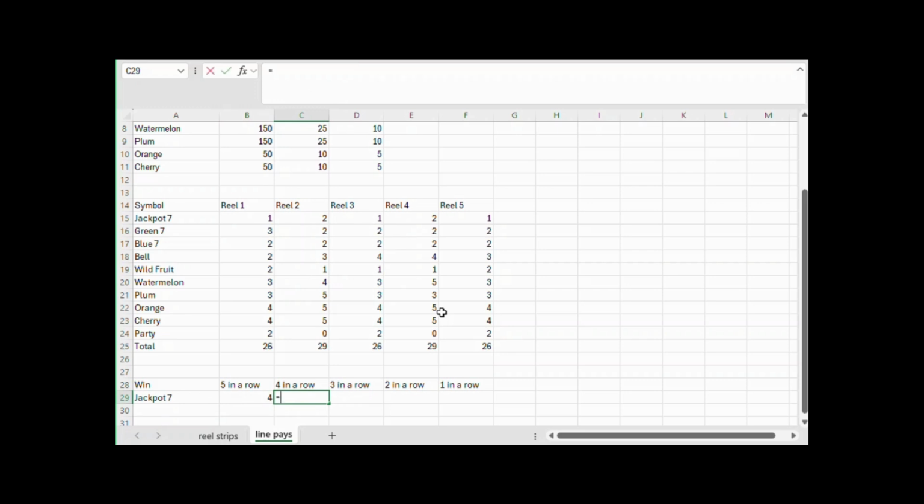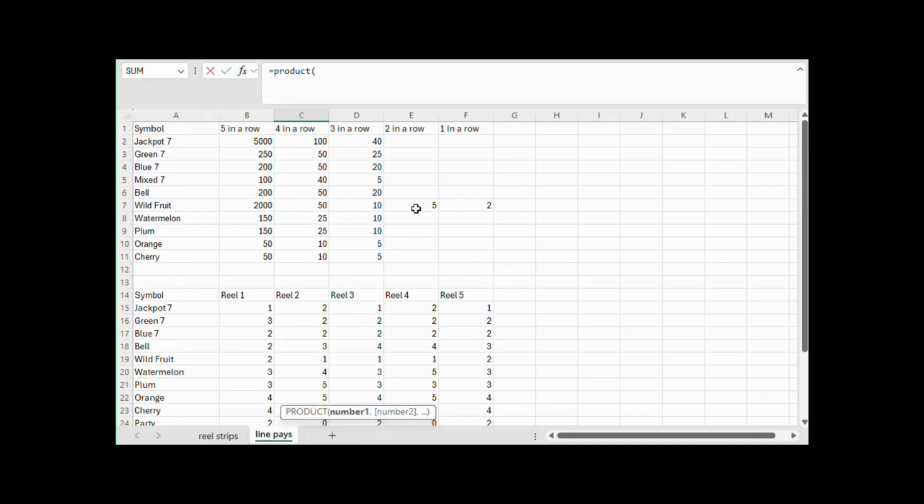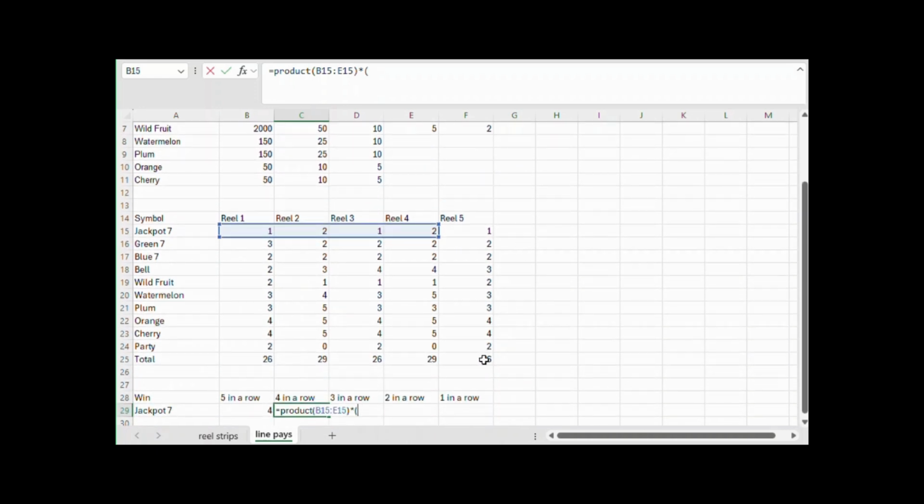7 symbols. So next let's do 4 in a row. So that is going to be the product of the number of times that it occurs on reels 1, 2, 3, and 4 times the number of ways it does not occur on reel 5, which is going to be 26 minus 1, or 25.